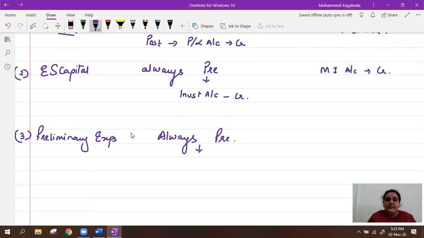So it's going to hit my investment account. Since it's a loss, it's an expense, debit side, and minority interest account also debit side.